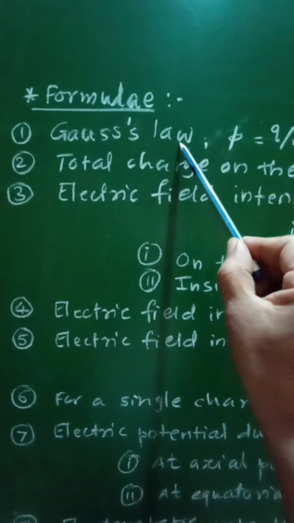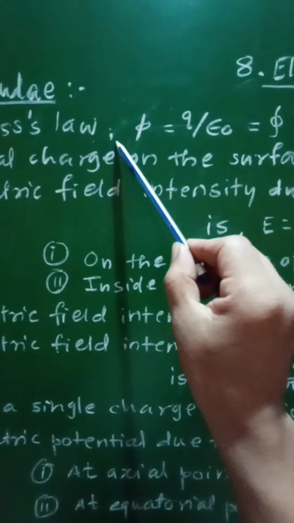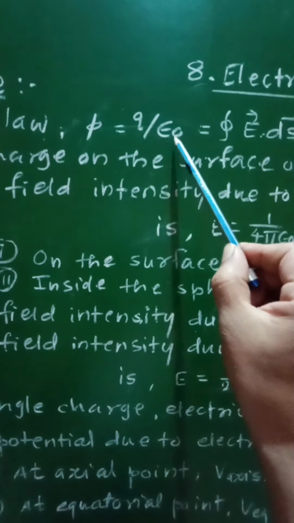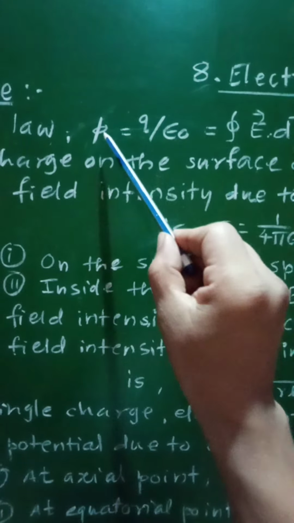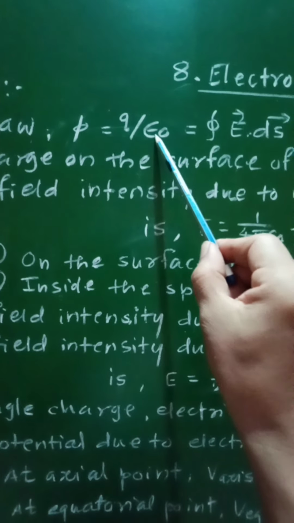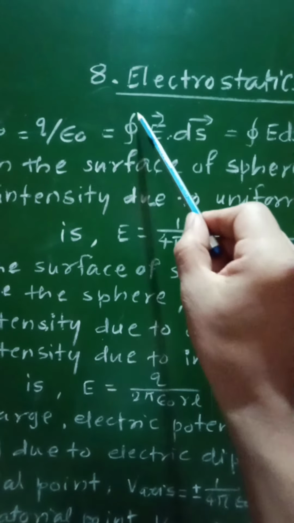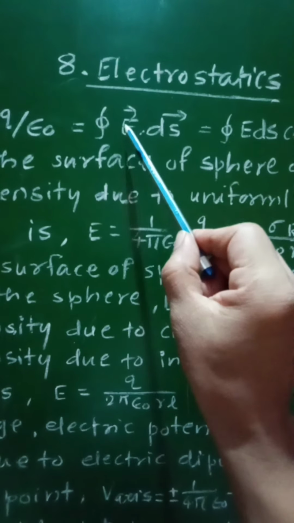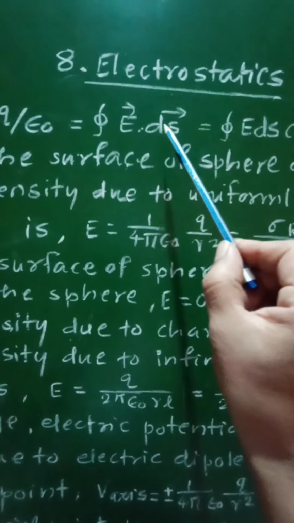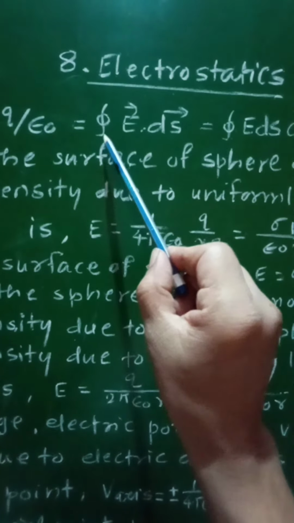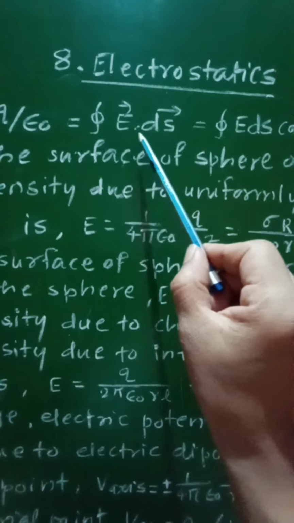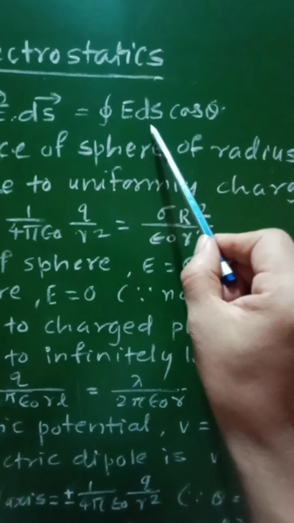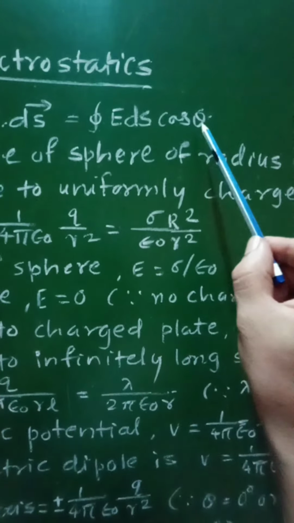Gauss law in electrostatics, mathematically, will be given as electric flux phi is equal to charge q upon permittivity of the medium epsilon 0. Phi equal to q upon epsilon 0, which will be further given as integration over closed path E vector dot vector dS, where E represents electric field and dS is the surface area, and therefore integration over closed path E vector dot vector dS will be written as integration over closed path E dS cos theta.